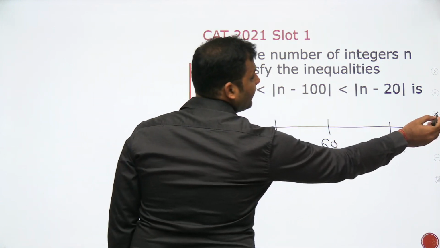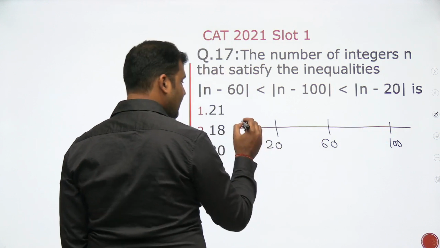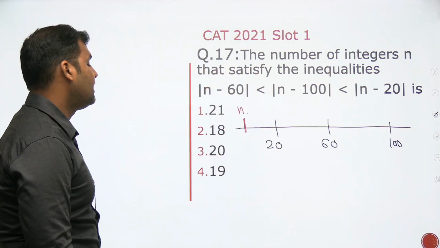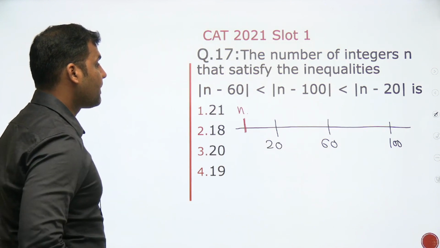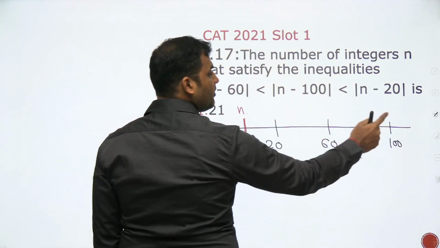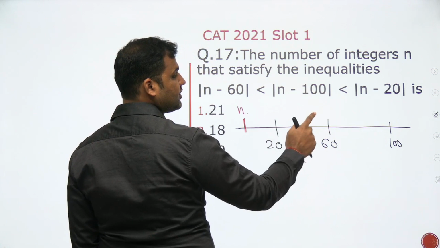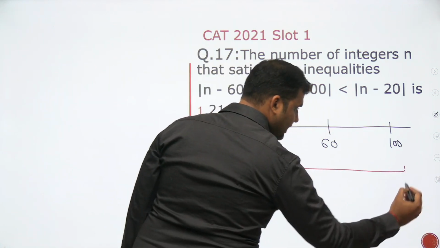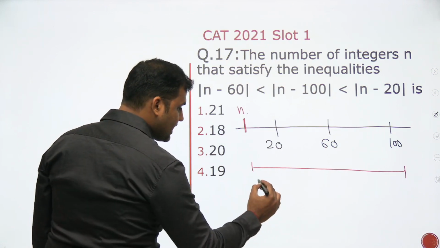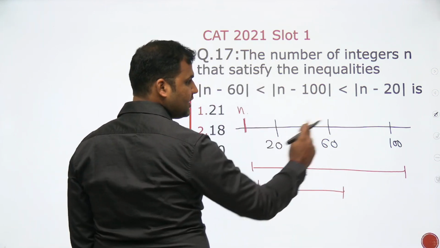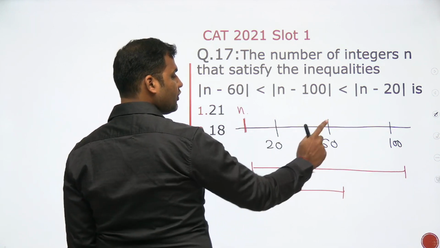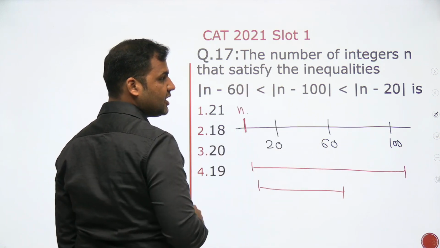If I'm picking the value of n, let's say in this region, right? Let's say I'm picking the value of n in this region. Now distance of n from 100 has to be more than the distance of n from 60. तो just check करना है आपको, n का distance 100 से इतना है और n का distance 60 से इतना है. तो n का distance 100 से is more than the distance of n from 60. Yes, ये पहला condition satisfy हो रहा है.